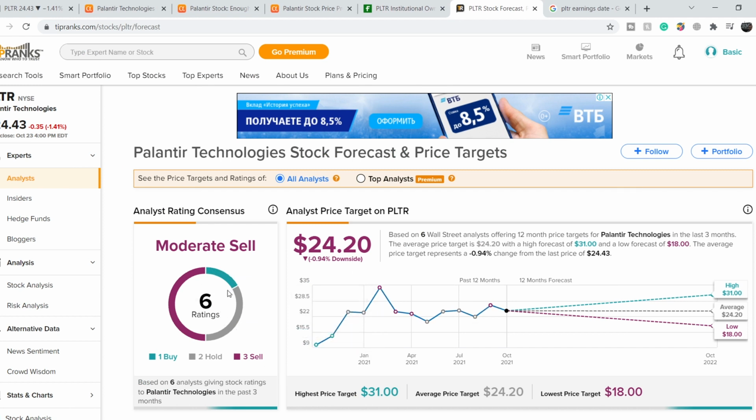Let me show you the forecast from TipRanks, and we have 6 ratings. Only one of them suggests to buy, 2 suggest to hold, and 3 suggest to sell. And we have the following price targets: about $18 at the lower end, an average price of $24.2, and a high of $31. That is why you have to be cautious, because on top of the fundamentals of this company, when the Federal Reserve starts the tapering process, it will negatively impact all the high-tech stocks, and Palantir is on this list, so you have to be prepared for potentially lower price action. But in my opinion, this will happen in a matter of several months, not earlier.